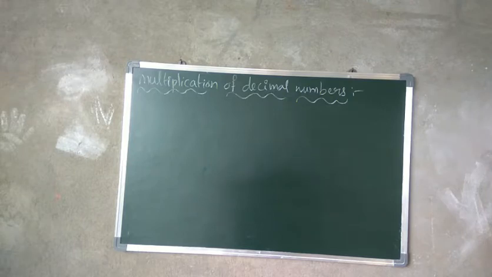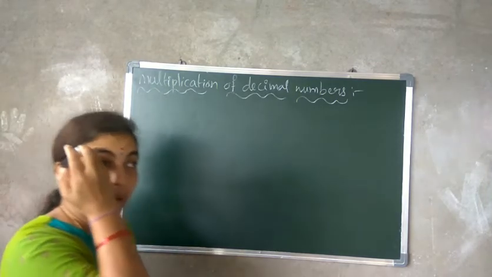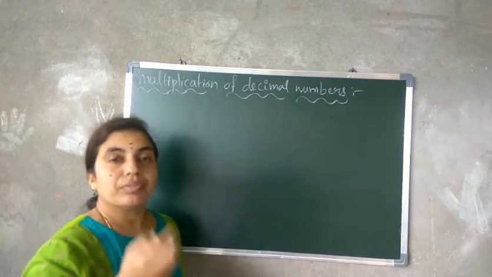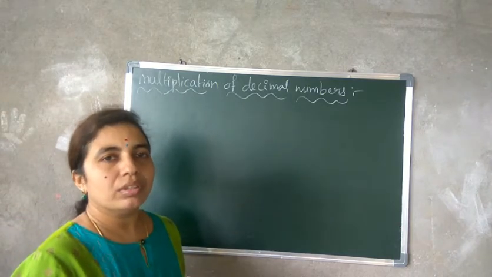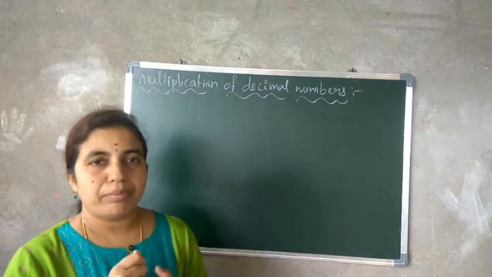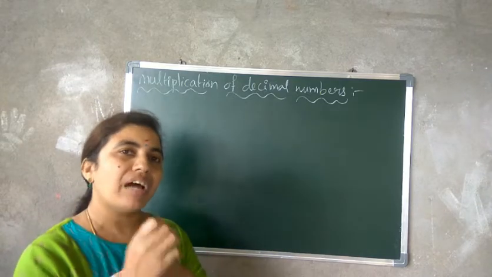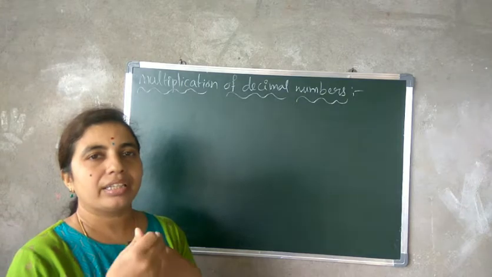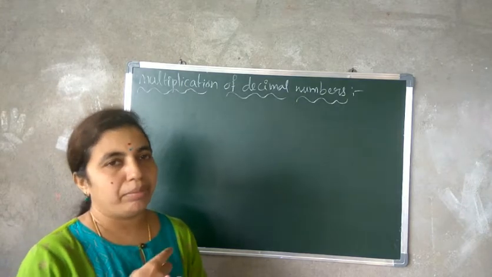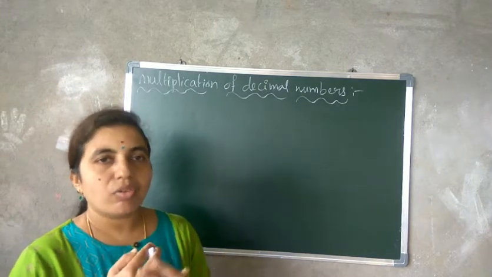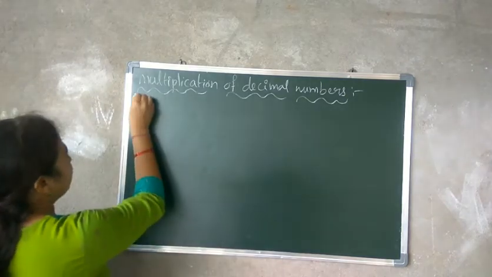Next topic is multiplication of decimal numbers. How to multiply two decimal numbers? Here I'll give you two decimal numbers directly. And when multiples of 10, like 10, 100, 1000, are given, how to multiply? That I'll explain with 4 examples. Okay, first example.